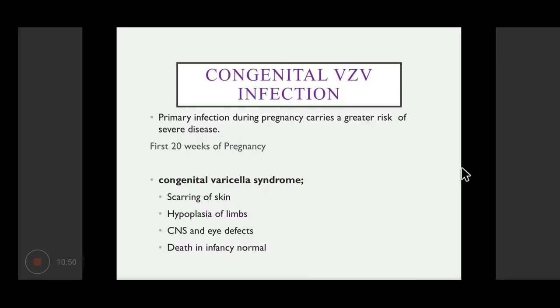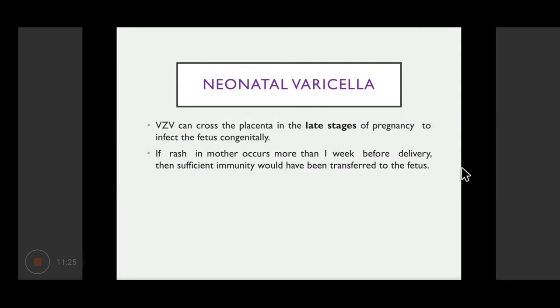Congenital varicella syndrome occurs if the mother is suffering from varicella or chickenpox during the earlier part of the pregnancy. That means within the first 20 weeks of pregnancy, when the fetus is still developing. The child born to such a mother may develop congenital varicella syndrome, which shows scarring of skin of the newborn, hypoplasia of the limbs, various forms of defects of the CNS and eye, and even death of the child can be seen.